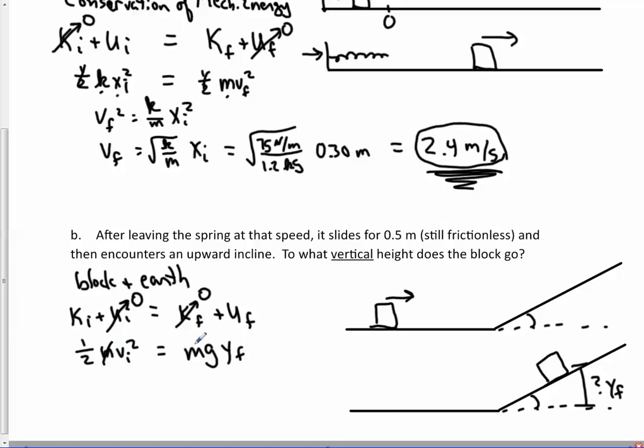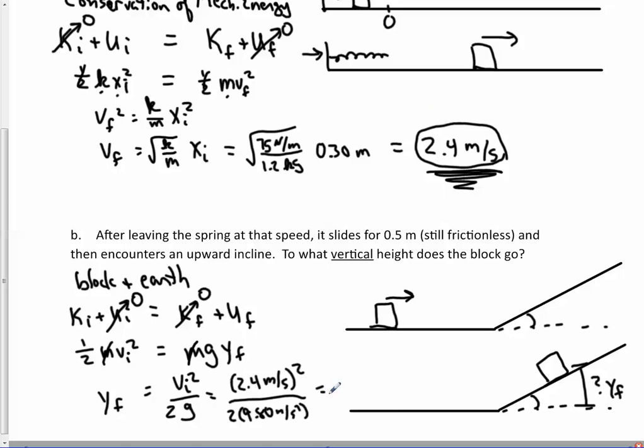All right, the m's cancel, so actually for this part the mass doesn't matter. I'm going to divide by g, so I've got yf equals vi squared, with the 1/2 in the denominator, divided by g. So vi squared divided by 2g. I plug in the numbers, and I get a final answer of 0.29 meters. So that's how high up it goes.